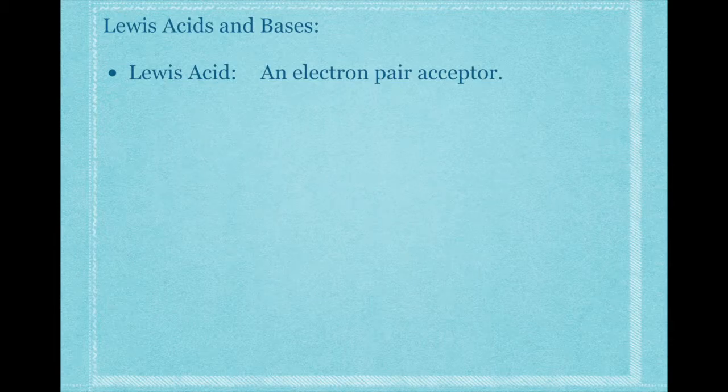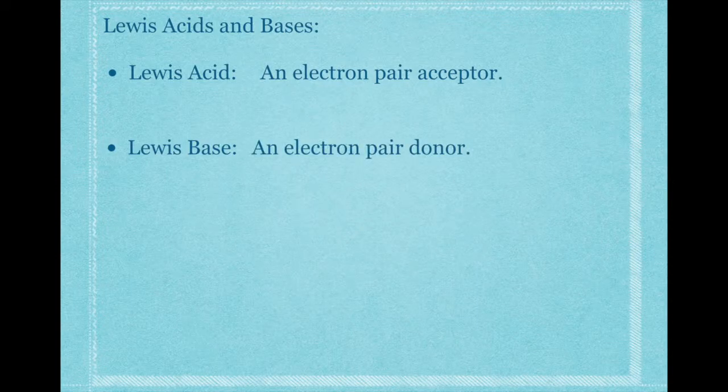So a Lewis acid is an electron pair acceptor. Notice that's the exact opposite of what a Bronsted-Lowry acid is, because that is a proton donator. So Lewis acids are an electron pair acceptor, while Lewis bases are an electron pair donor. Okay?